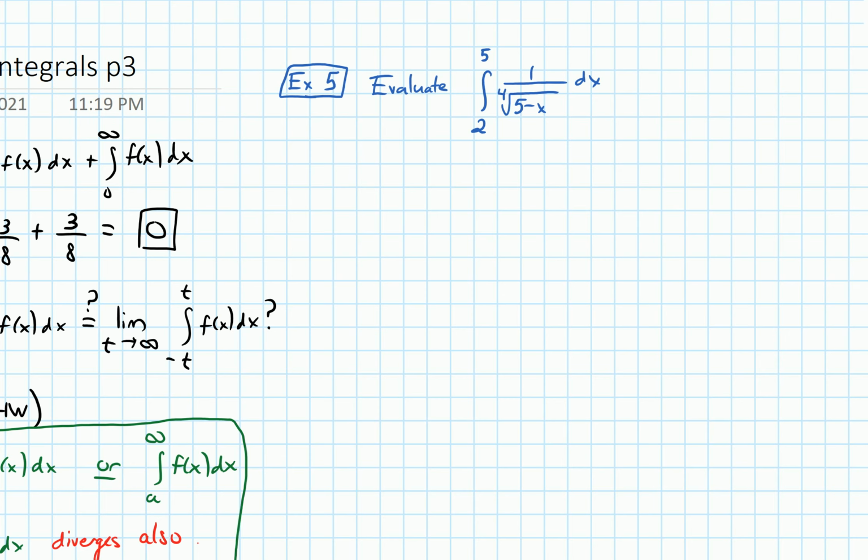So I want to evaluate the integral from 2 to 5 of 1 over the 4th root of 5 minus x dx. Okay, so looking at this integral, is this just a regular integral or is it an improper integral? This is improper since our function is discontinuous somewhere on this interval. Our function 1 over the 4th root of 5 minus x is discontinuous at x equals 5, because when I try to plug 5 into this, it makes the denominator 0. So my function would be undefined at 5, so it's definitely going to be discontinuous there.